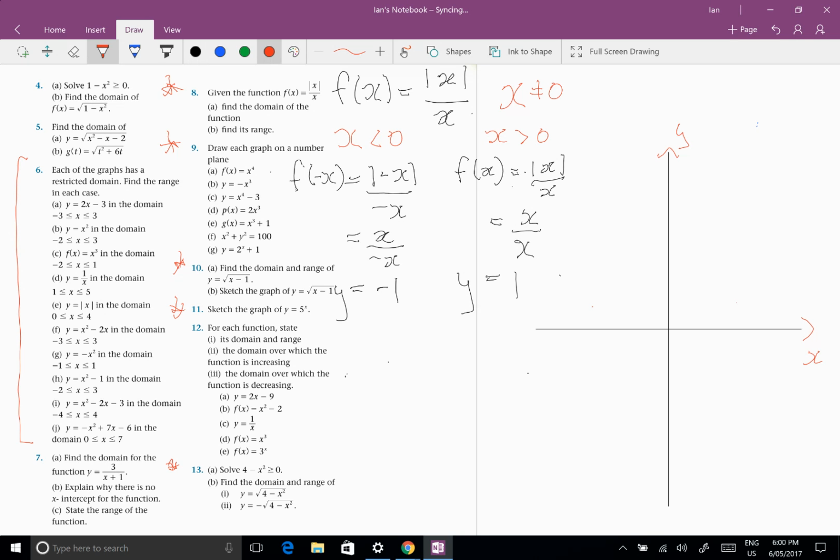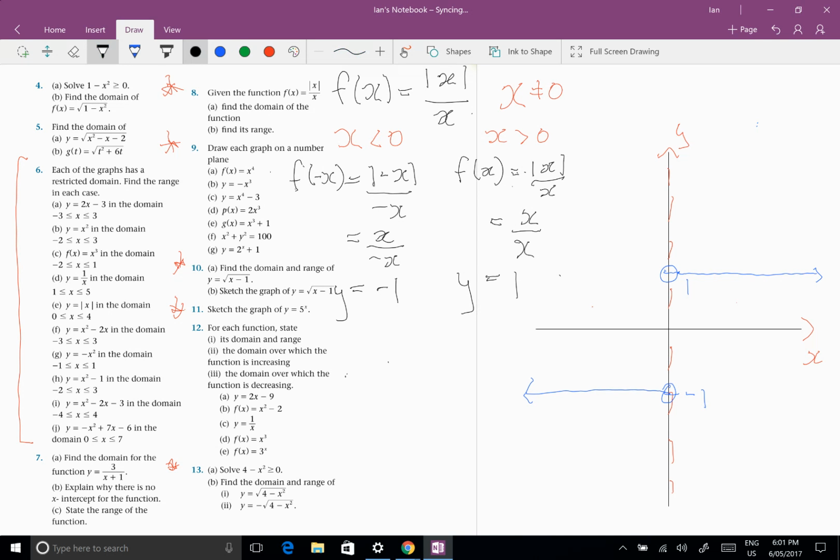Well, let's put in the asymptote. X can't equal 0. Let's put in the point 1 and put in the point negative 1. Now we know that to the right, y always equals 1, and to the left, y always equals negative 1. But we need to be careful. We need to put a circle around these to indicate that it doesn't exist there.